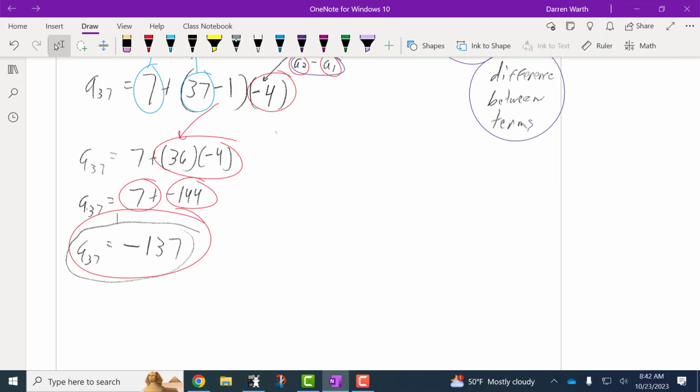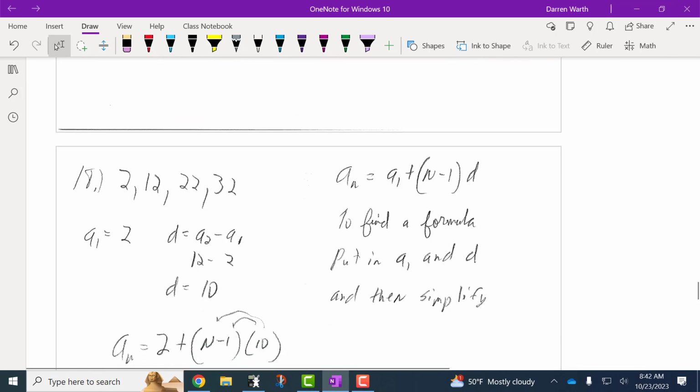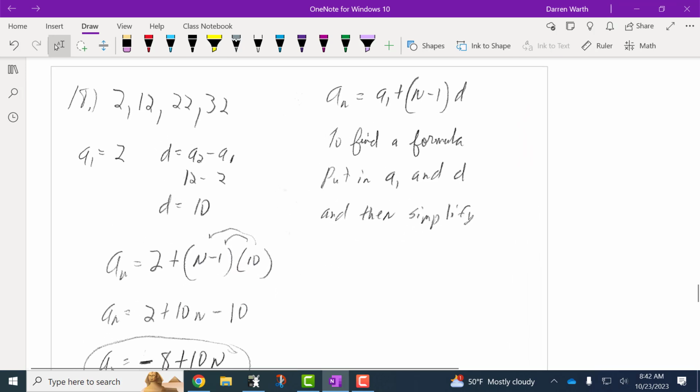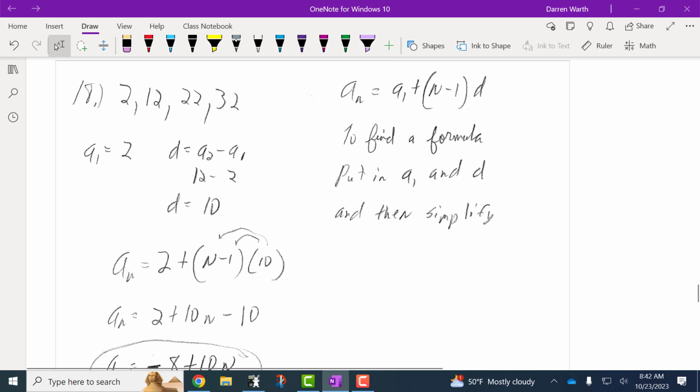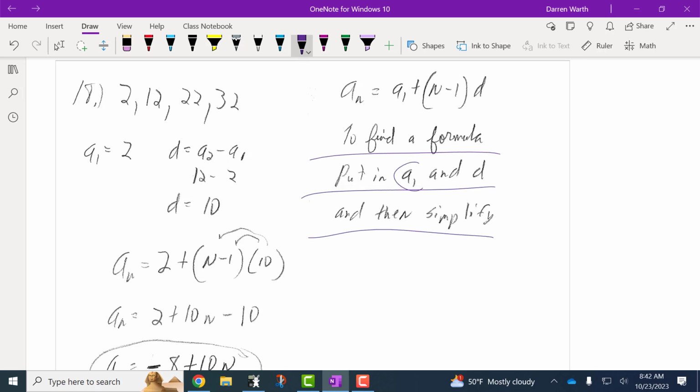So this last set of problems, just following your formulas. Again, we're just going to go ahead and substitute this in. But now this actually wants us to find a general formula. So all I have to do is find a sub 1 and my difference, and then just substitute it in. And then when I'm done, I'm going to go ahead and simplify my answer.